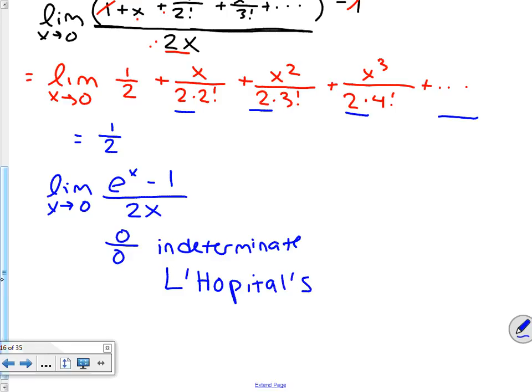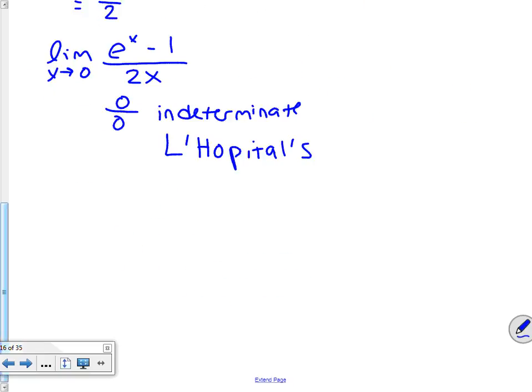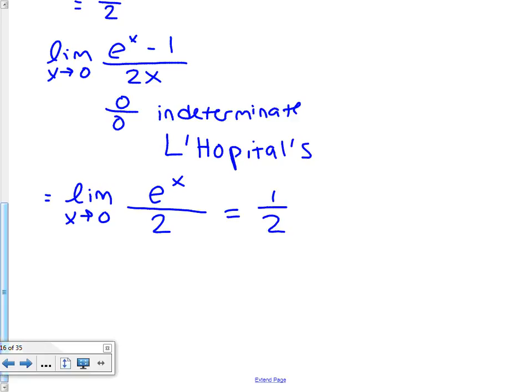If I use L'Hopital's rule, then I will be taking the derivative of each. So I have the limit as x goes to 0 of e to the x, the derivative of the top, divided by the derivative of the bottom. Plugging in 0, I get 1/2. So the same answer as I got before.